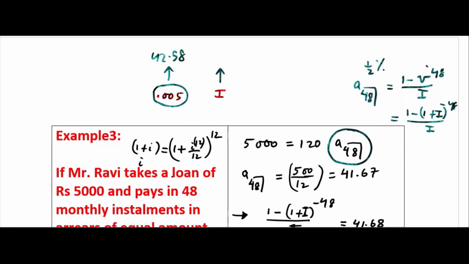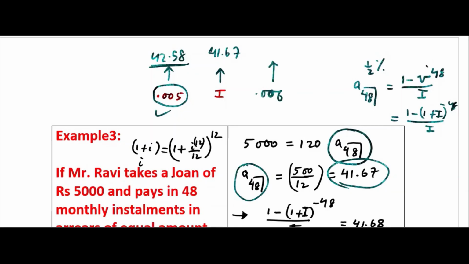See, our value was actually 41.67, okay. A40 is 41.67, so I want 41.67. I already got 42.58. It's quite close. So at 0.5%, that is 0.005, I got this. I want to decrease it, so I will increase the interest rate to 0.006. Maybe I will get a number here, or if it does not happen, then I will find 0.007.